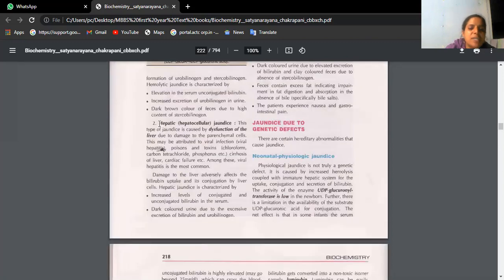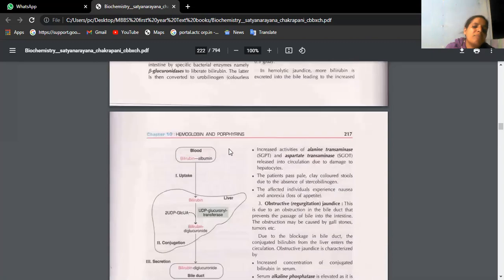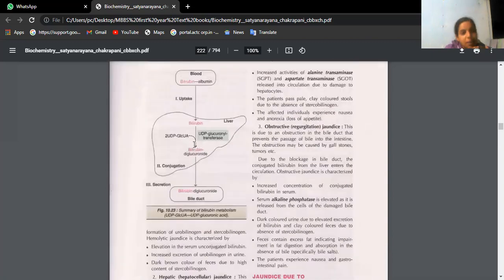The second type of jaundice we have is hepatic jaundice. Hepatic jaundice means the breakdown of RBC is normal, but there is some problem with the liver. The liver is not in a position to handle the broken-down bilirubin levels. For example, due to alcoholism, there may be hepatitis, cirrhosis, liver cancer, or fatty change of liver.